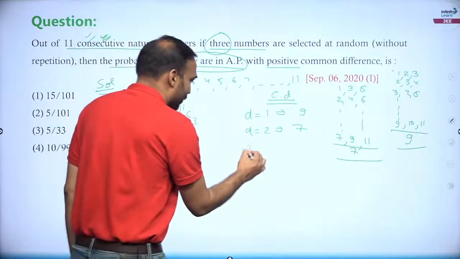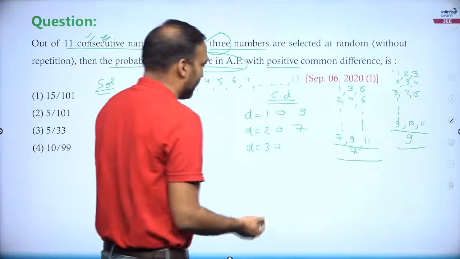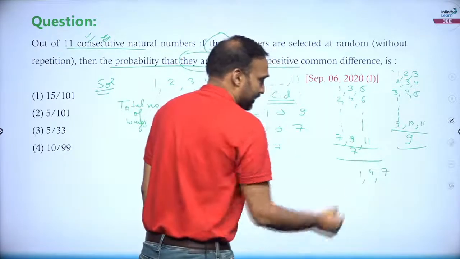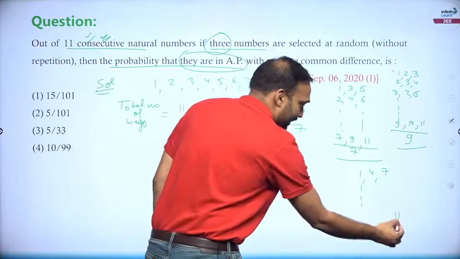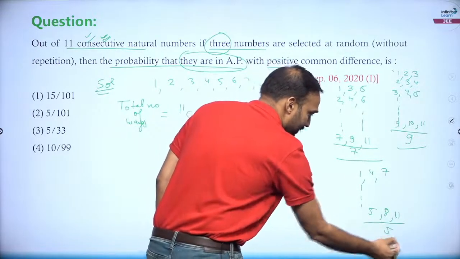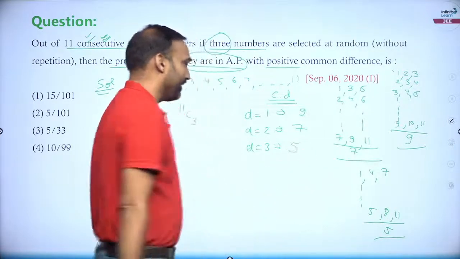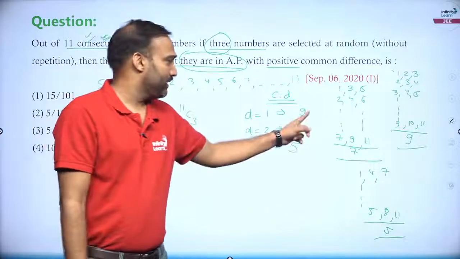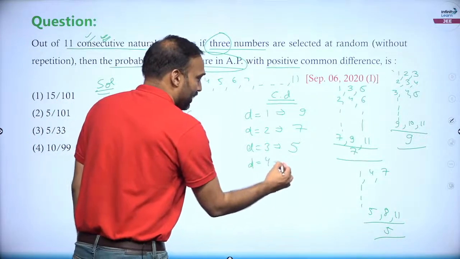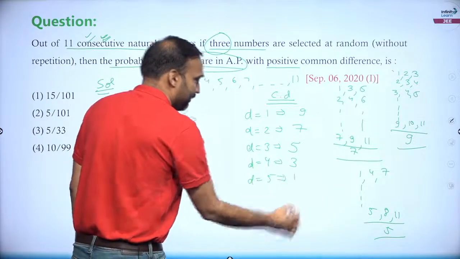Now let us find out for D is equal to 3. So now you know the approach. Let us try to find out for D equal to 3. So you will have 1, 4, 7. Last would be 11, 8, 5. So how many APs did we get? 5, right? The first place is 1, 2, 3, 4, 5. Do you see a pattern over here? 9, 7, 5. So I know when D would be 4, I will get 3 APs. When D is equal to 5, I will get 1 AP.